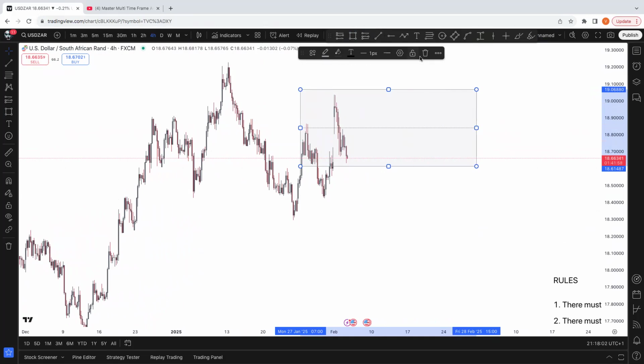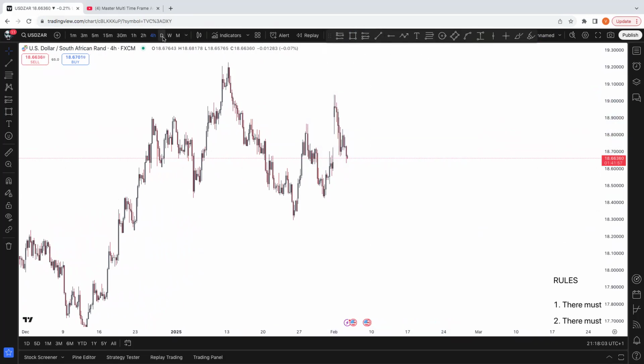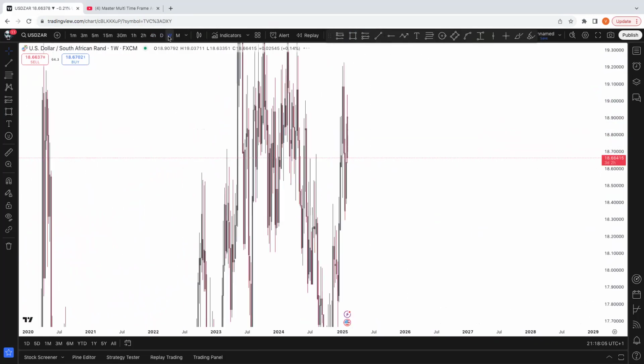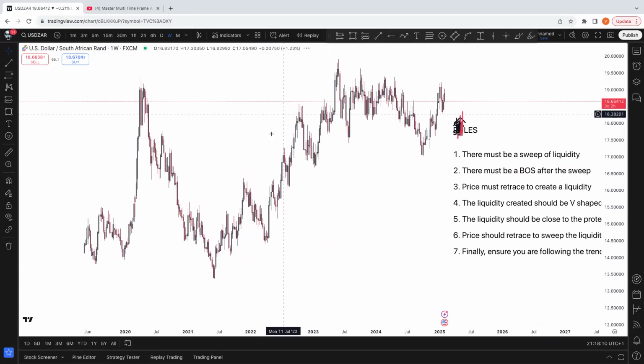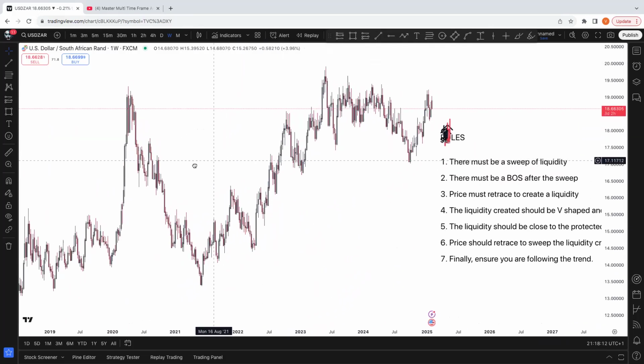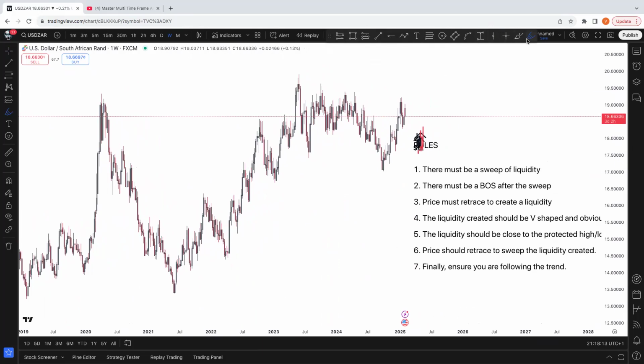Now, let's check our higher time frame, our daily time frame, our weekly time frame. You're going to see that this particular pair is in an uptrend market. You can see that this pair has been moving higher high, higher low, higher high, higher low, higher high, higher low, higher high. And then it failed to create a new higher high, which led to a change of character at this zone.